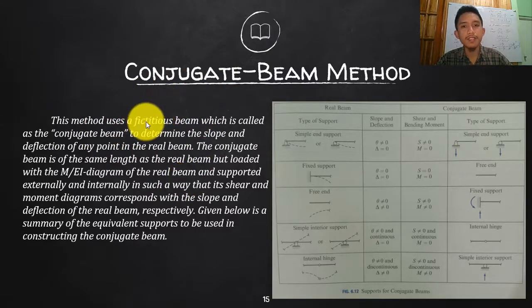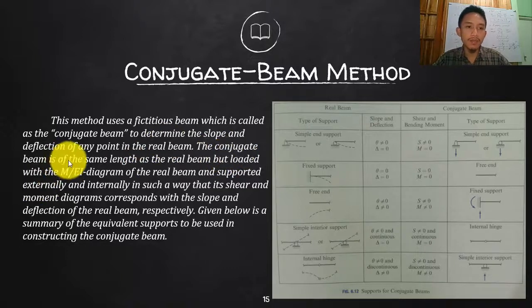So instead of using the actual beam or the real beam, we will try to construct a fictitious beam, that is for the purpose of analysis only. So we'll try to construct another beam that will represent the real beam for us to analyze the real beam. Okay. So that is only for us to determine the slope and deflection at any point on the actual or the real beam.